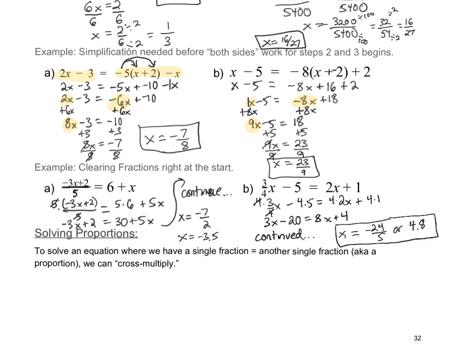Solving proportions can actually be managed with all of the tools we've learned so far, but they're specifically solving equations where we have a fraction equals another fraction. So if I have something that looks kind of like this, where I have fraction equals a fraction, we're going to find that we can use something called cross multiplying to solve it.